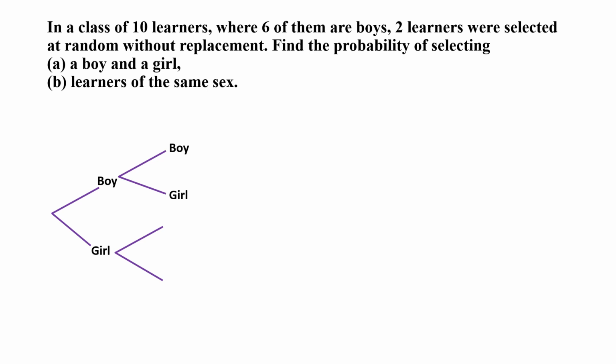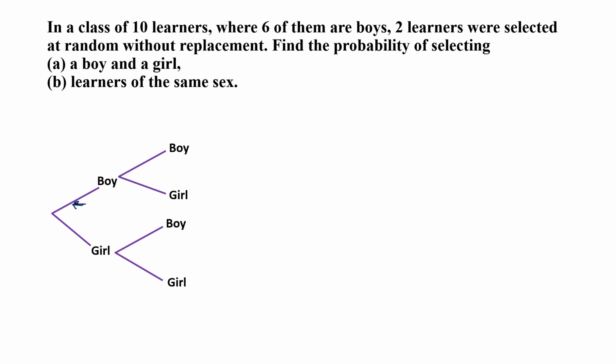Likewise, after starting with a girl, there is also a possibility of picking a boy after a girl, and the probability of picking another girl. Right, we now want to fill in the probabilities. The probability of starting with a boy, I'm talking about this branch.